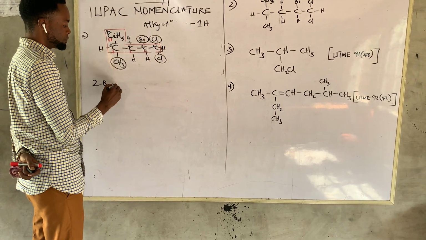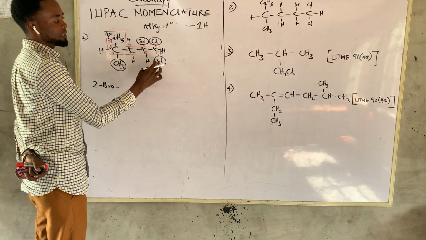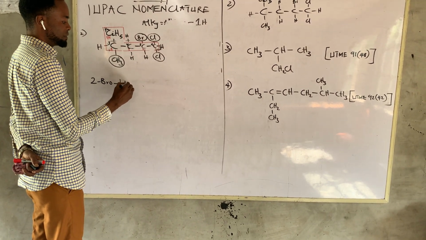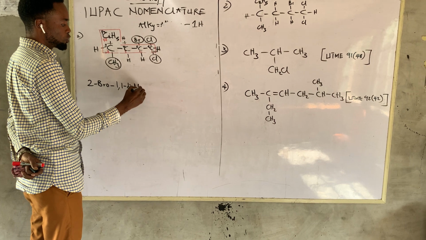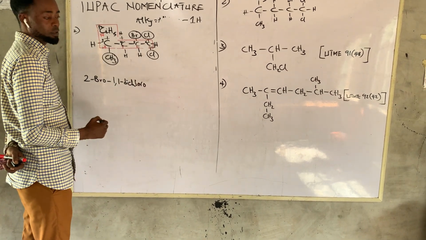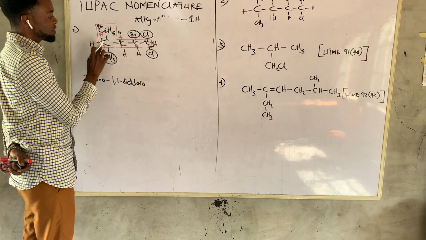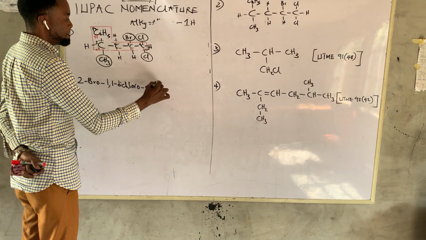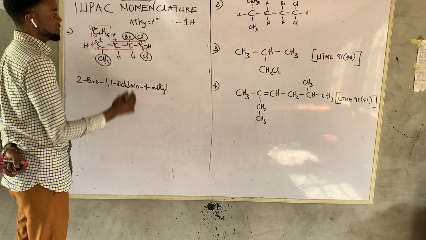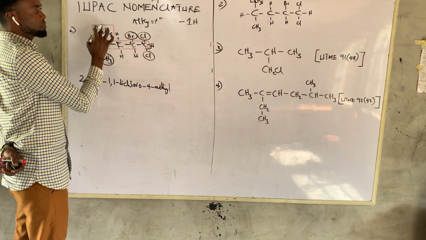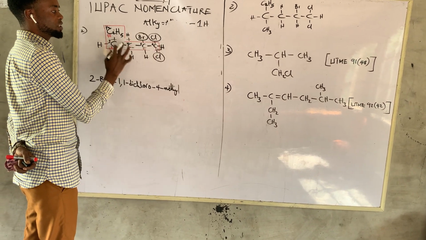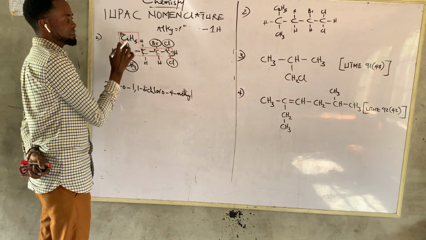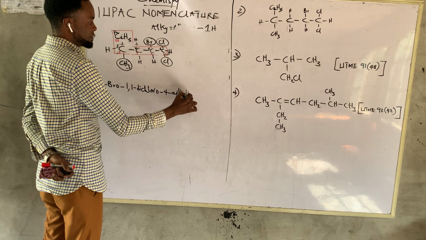Then there are 2 chlorines on carbon 1, so I'll be having 1,1-dichloro. Then there is this methyl on carbon 4, and I'll be having 4-methyl, and the main long chain as the parent name, which is hexane. 1, 2, 3, 4, 5, 6, hexane. So hexane.